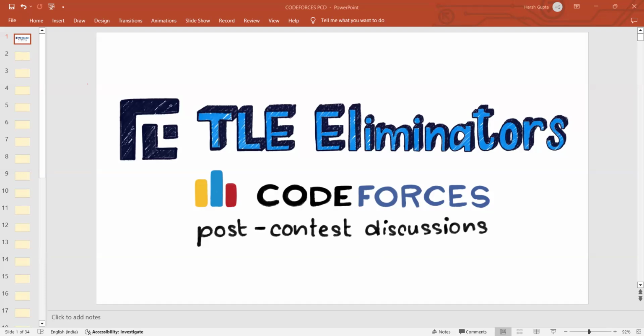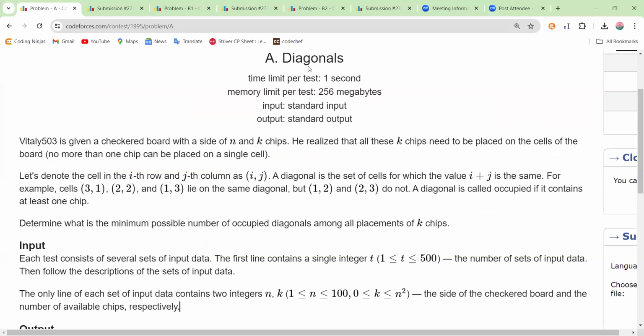So let's start with the discussion. The first question is Diagonals. Let's go through the problem statement.